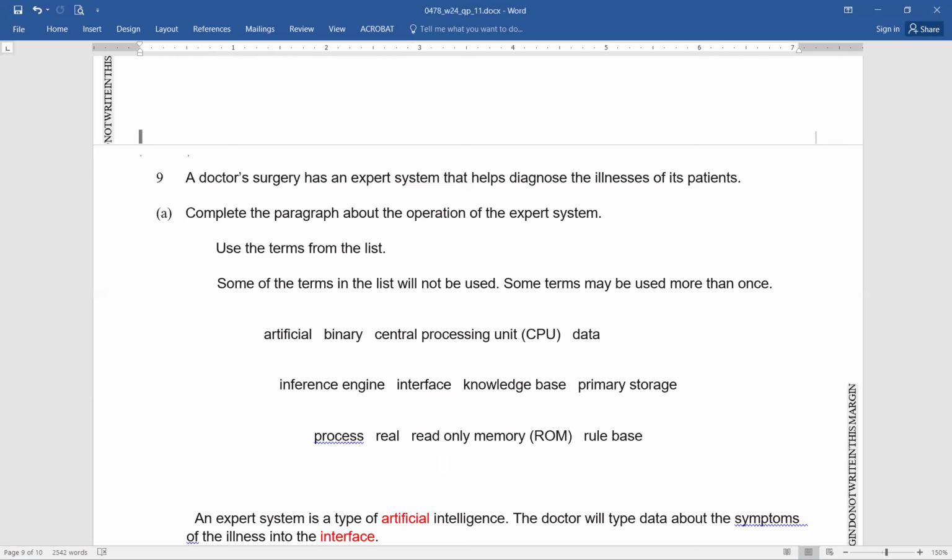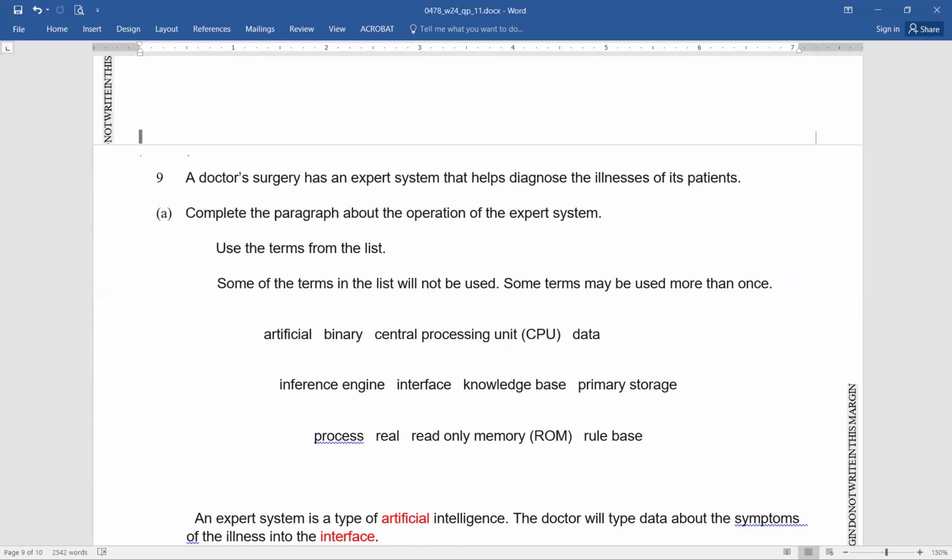So what are the terms? Artificial, binary, CPU, data, inference engine, interface, knowledge base, primary storage, process, real, read-only memory, rule base. So the first sentence is: an expert system is a type of dash intelligence. Definitely artificial intelligence, AI. The doctor will type data about the symptoms of the illness into the dash. So again, it will be interface.